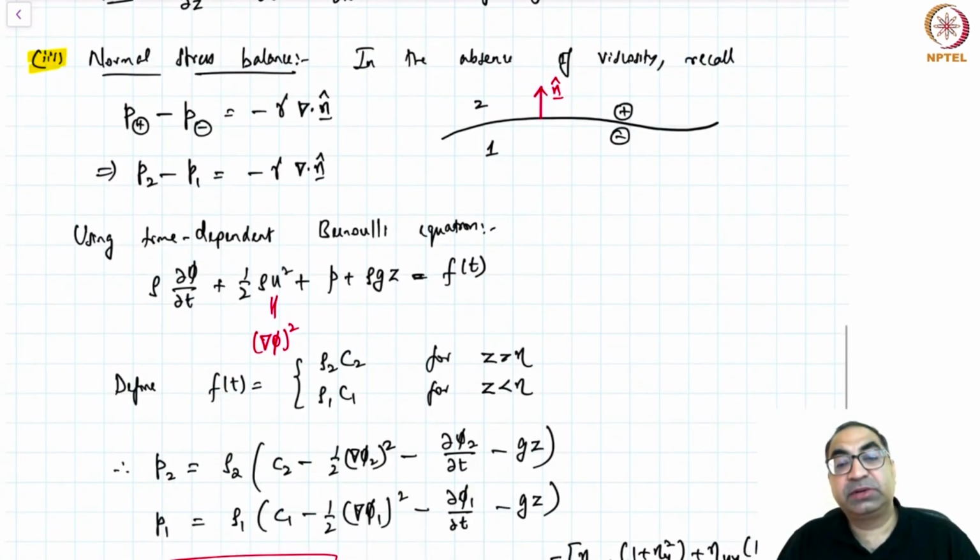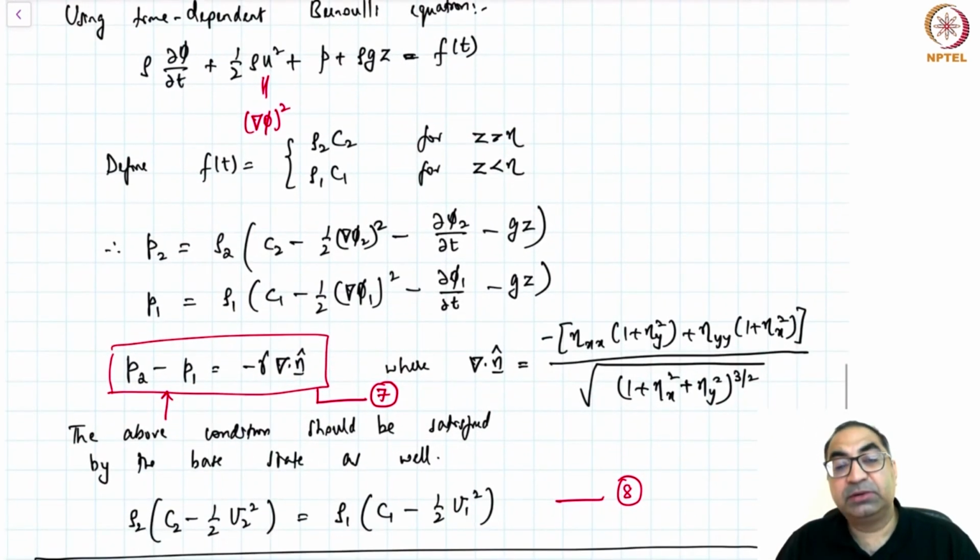And then we looked at the normal stress balance. The normal stress balance, in this case, because we do not have viscosity, only involves a jump in the pressure across this interface, and it's equal to the surface tension times curvature.